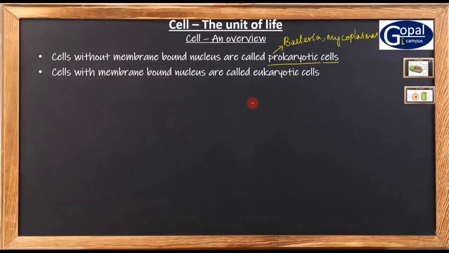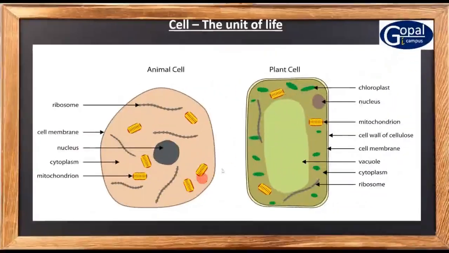So they are called eukaryotic cells. For example, all the cells of plants and animals are eukaryotic cells only. The examples for the eukaryotic cells are plant cells and animal cells. They are the examples for the eukaryotes. Let us see the diagram of how the plant cell and animal cell look like.